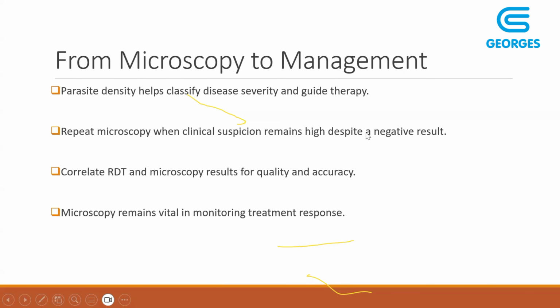So how does microscopy help us in patient management? So parasite density helps us classify the disease severity and it guides on therapy. So it is very key to give the quantity of the parasites inside the blood. And then repeat microscopy is done when there is still clinical suspicion while the results turn out negative. So you need to do repeat microscopy after a while. Recommended is around 8 to 12 hours.